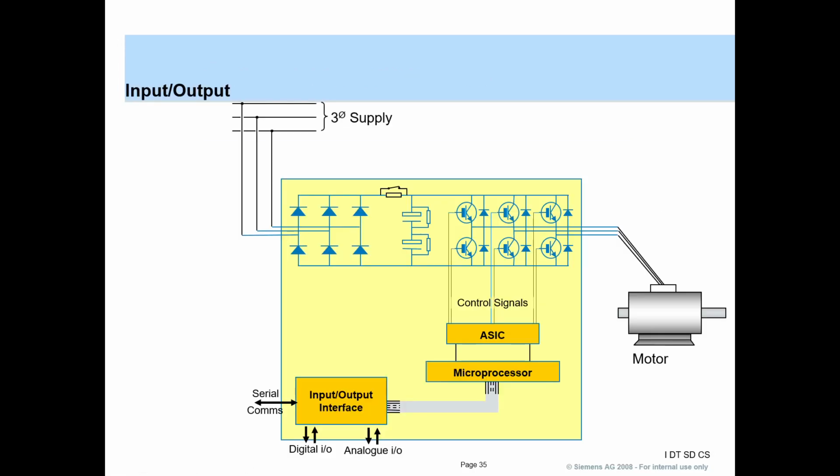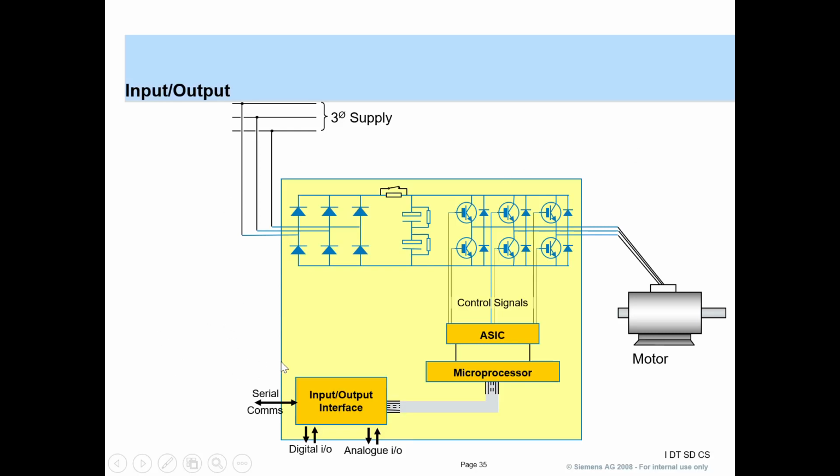Inputs and outputs. A drive also has an input output interface which consists of digital IOs, analog IOs, or serial communications. Now this IO interface is provided so that the motor can be switched on and off by a push button, or through a controller the command can be given to the motor to run. Also the speed set point can be set by an analog input. So this is the IO interface, which again sends the signals to the microprocessor, and this controls the drive. This is basically how a drive is controlled.